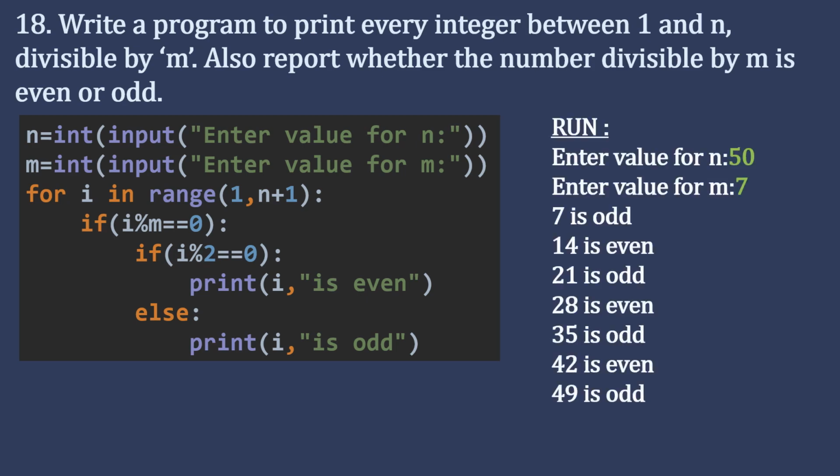So this is how, once you run the program, suppose the entered value is 50 for n and the value for m is 7. Then it will check for all the numbers in range 1 to n plus 1. That means from 1 to 50, it will check whether the numbers are divisible by 7 or not. So whatever numbers are divisible by 7, it will print those numbers. Again, it will check whether these are even or odd. So the numbers which are divisible by 7 are 7, 14, 21, 28, 35, 42, and 49. And subsequently, it also printed whether it is even or odd.